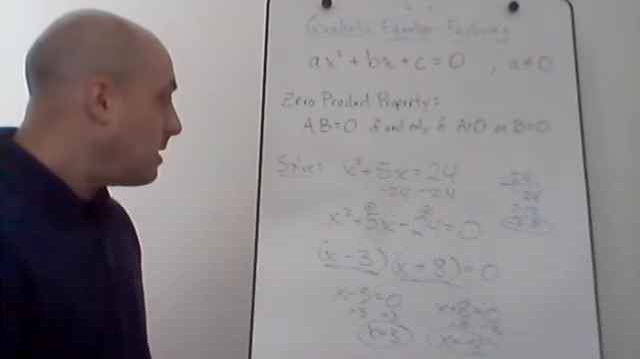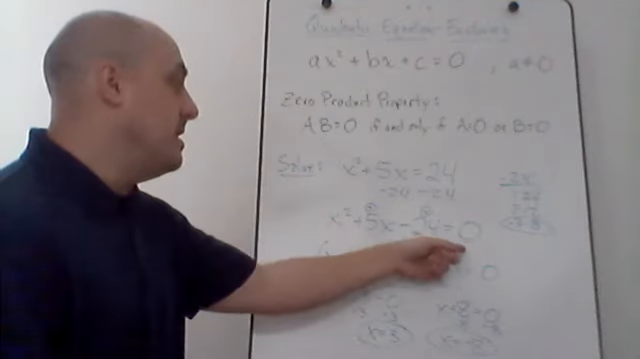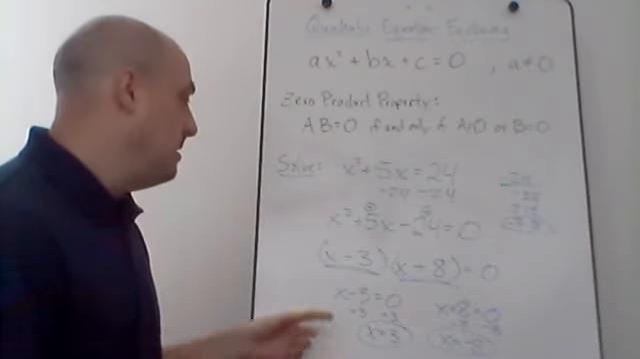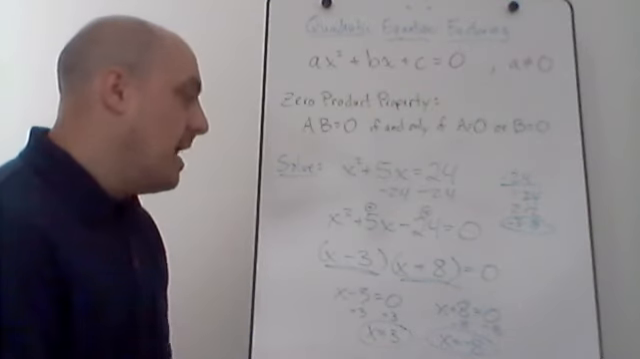All right, so that is the factoring method for quadratic equations. You got to get your equation equal to 0, and then if you can factor, you factor it, set each factor individually equal to 0, solve those easier equations, and get your answer.